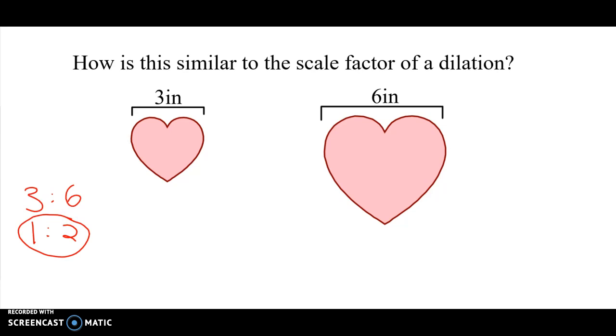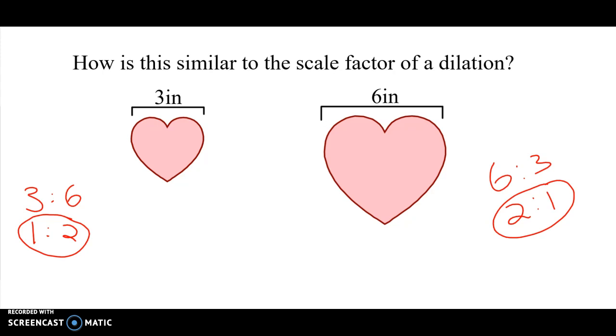Now, ratios can actually go either way. It's just whatever they ask you. I could ask you, what is the ratio from large to small heart? What would that be? Yeah, it would be 6 to 3, large to small, which reduces to 2 to 1.